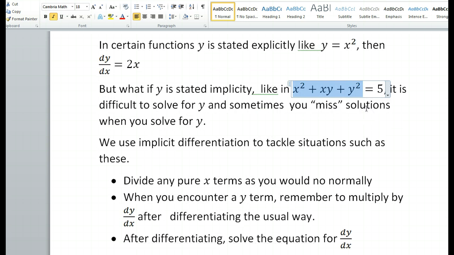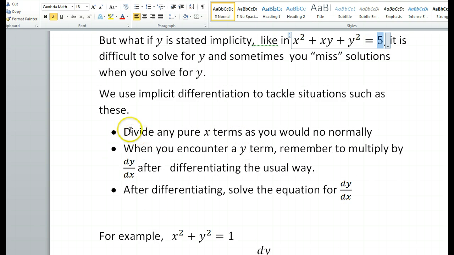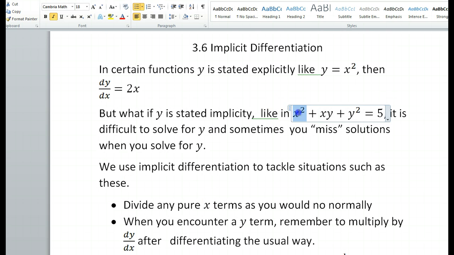We have some simple rules, and if you follow those rules, you'll be okay. What we do is differentiate both sides of the equation, first this side and then the right hand side. The first rule is that if you encounter a pure x term, like x squared, where there's no y in it, you just differentiate that normally. So the derivative of x squared will be just 2x, that's it.